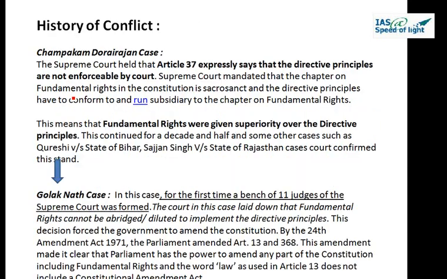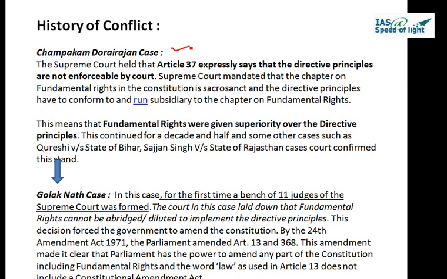Now let us see the history of the conflict between the fundamental rights and directive principles of state policy. The first one is the Champakam Dorairajan case. This is actually the name of a lady from the Presidency of Madras. This case was the first which came before the Supreme Court regarding the conflict between the fundamental rights and directive principles of state policy. This particular lady, Champakam, was denied admission into the medical college because at that time a government order came which gave caste-based reservation.